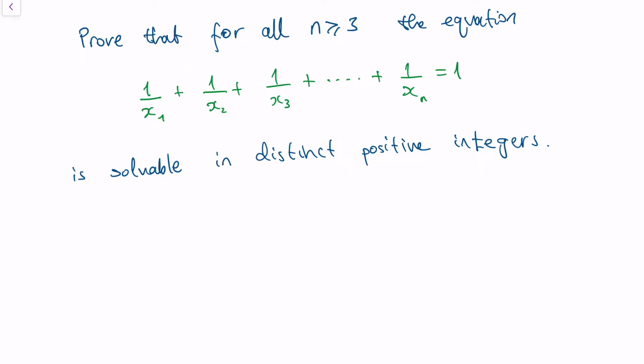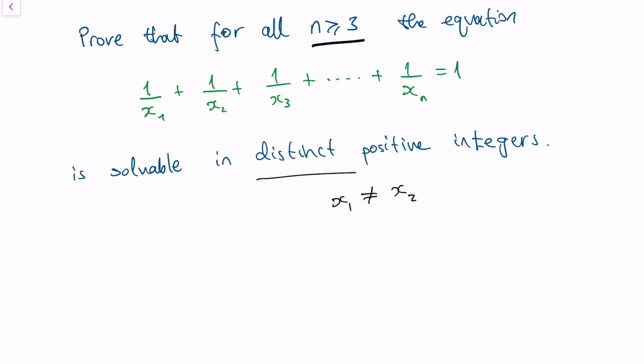So in this video we're going to solve an integer equation. We're given that n is greater than or equal to 3 and we have an equation 1 over x1 plus 1 over x2 plus, and so on all the way up to 1 over xn, and that's equal to 1, and we want to prove that this equation has solutions in distinct positive integers. In other words, we want x1 not equal to x2 not equal to x3 not equal to xn, right?